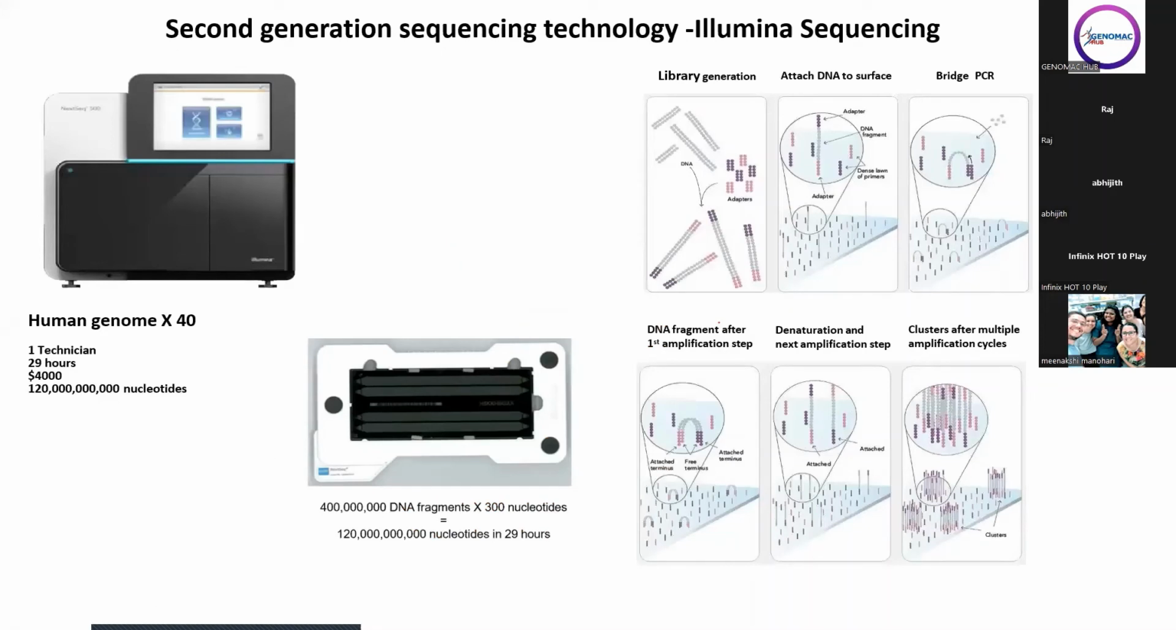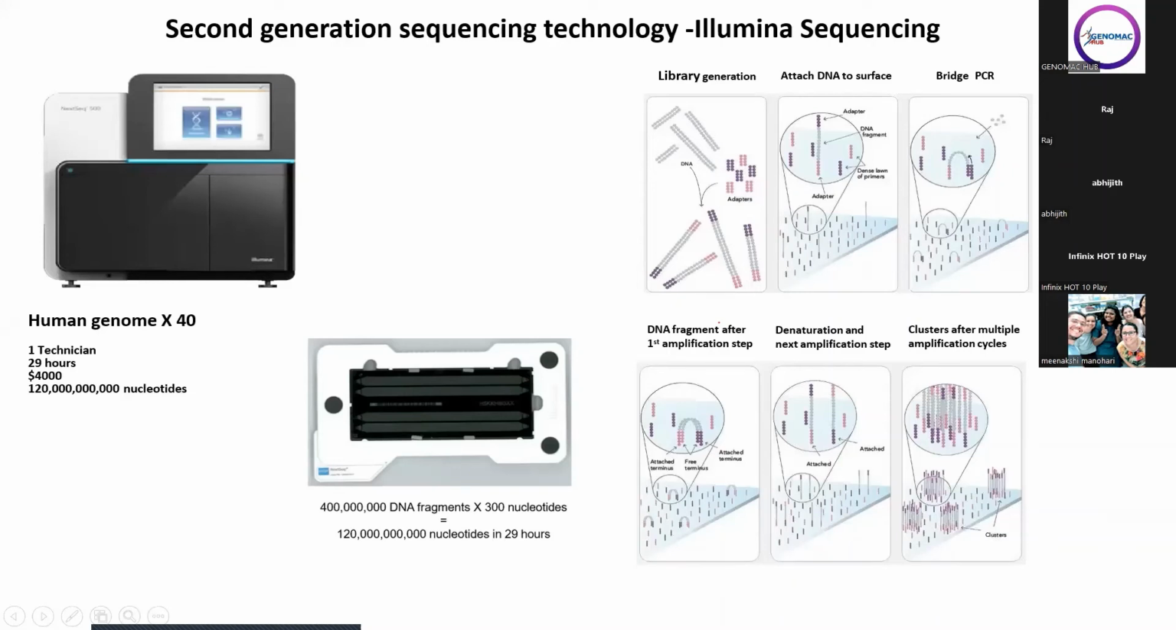The second is Illumina sequencing. This is more advanced, we can say, next generation sequencing. We can see this is the MiSeq next generation sequencing, Illumina, and the 500. If we see how it has advanced and how it is helping in the advancement of science: one technician in around 30 hours, at around $4,000 to $5,000, can sequence this amount of nucleotides. This is 40x of the human genome.